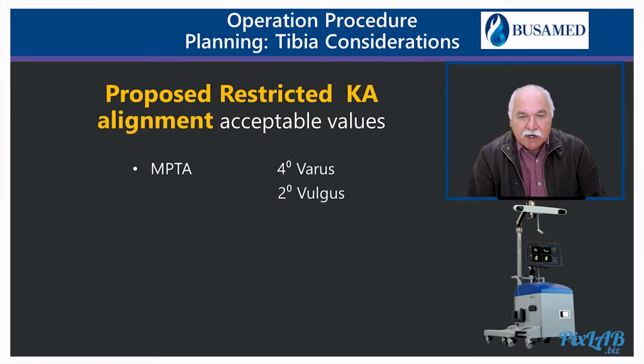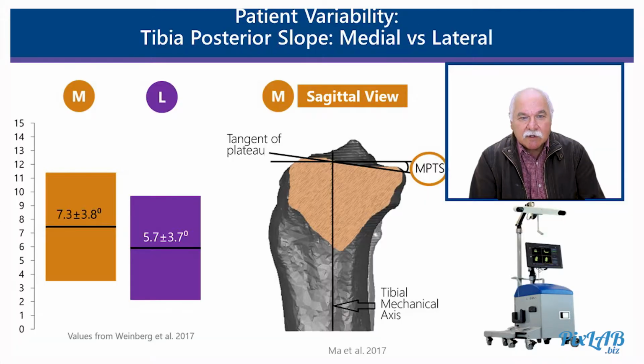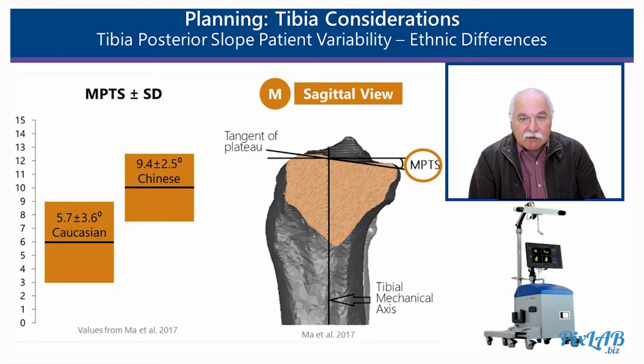So our proposed restricted kinematic alignment acceptable value on the tibia side would be an MPTA of 4 degrees varus through to 2 degrees of valgus. Next we look at the posterior slope considerations. Normal patient variability is taken into account, and we look at Weinberg and Ma et al.'s work, 7.3 plus minus 3.8, and we look at the ethnic differences. Chinese, for instance, much more, 9 plus minus 2.5.